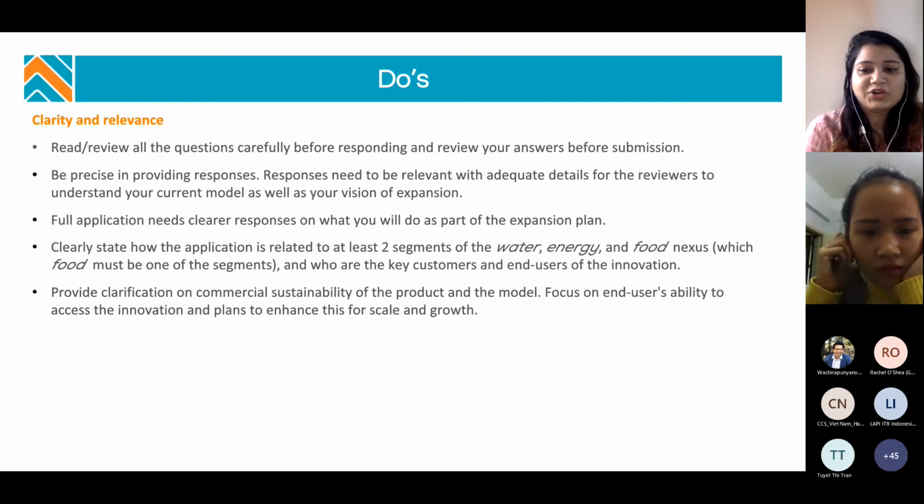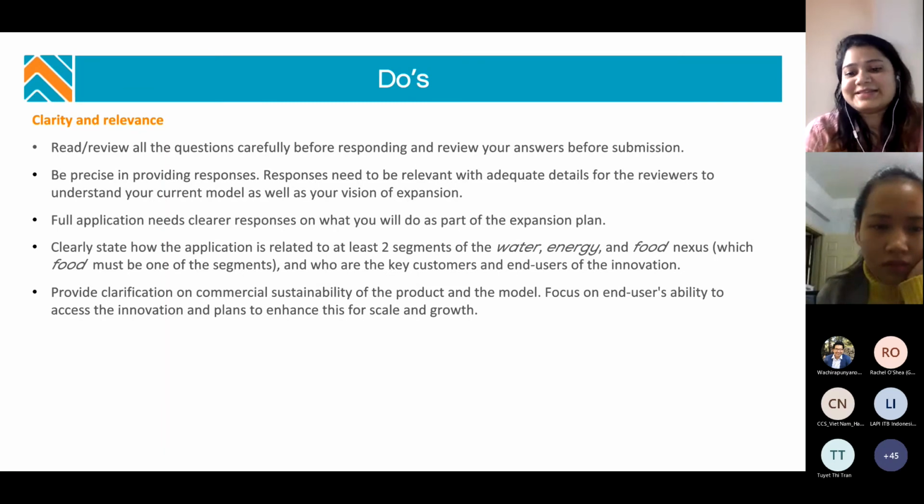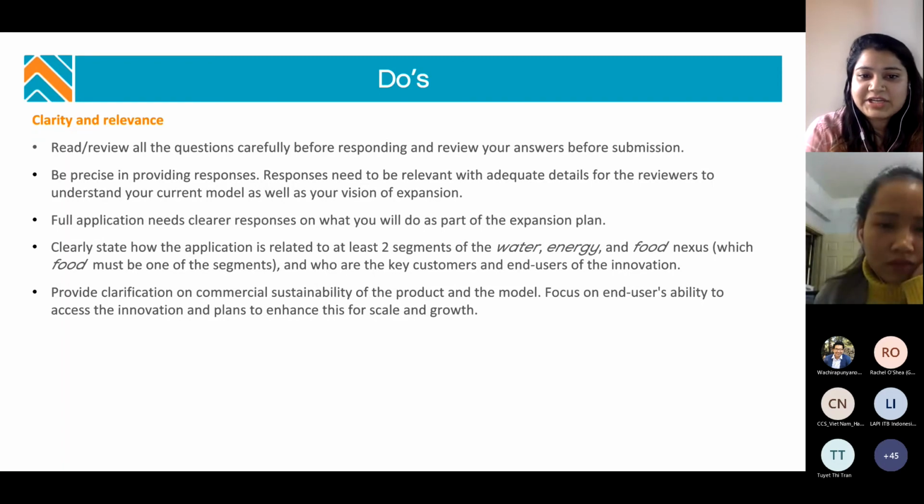It depends entirely on you. As long as the question is answered and the reviewers get a sense of what you are trying to communicate about your business, about the innovation, I think we are good. The full application needs a little clear explanation on what you will do as part of your expansion plan. You touched on some of these as part of the concept note, but in the full application, you'll have to share more details on how you see your businesses expanding or growing.